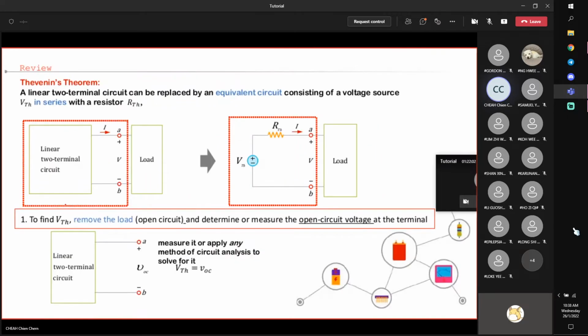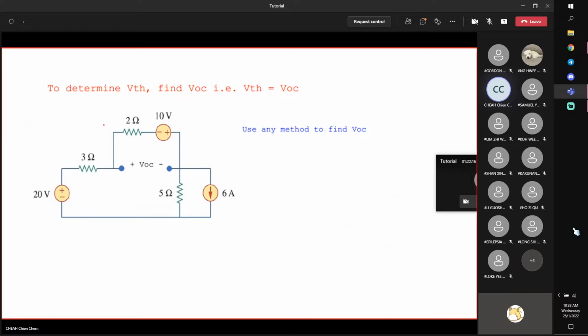We need to find the VTH. Same thing, to find the VTH, you first remove the load, then determine the open circuit voltage. In experiment, sometimes you can just measure it directly. But in circuit analysis, we must apply circuit laws to find this VOC, the open circuit voltage. You use any method that you want. Mesh analysis, nodal analysis, it's up to you.